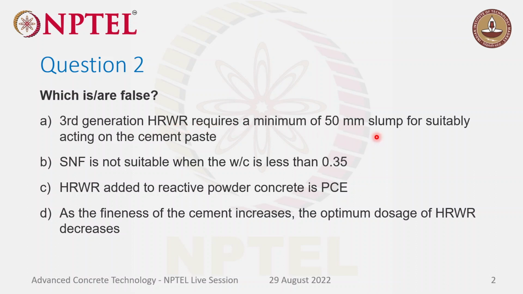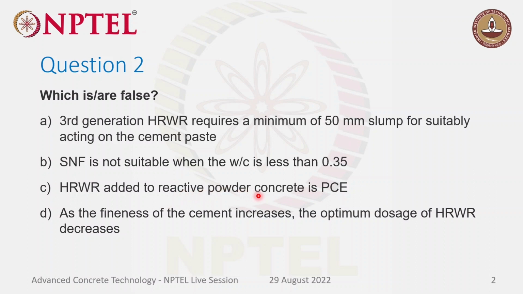Okay, so they say that third generation high range water reducing admixture requires a minimum of 50 mm slump. At least it should be 50 mm slump, then only it can work on the cement paste. That is the first statement. Just think whether it's right or wrong. And then SNF is not suitable when the water to cement ratio is less than 0.35. They're saying SNF belongs to second generation high range water reducing admixture, and it will not work if the water to cement ratio of the system is less than 0.35. It can't work.